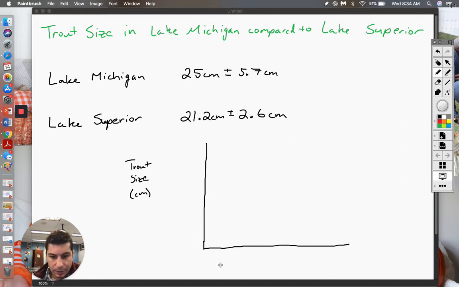And then down here, do them in different colors again, we will have, I'm going to do LM for Lake Michigan. And then we'll do LS over here for Lake Superior. I do not need to do any numbers down at the bottom. We're good, okay? Title, we'll say comparison of trout sizes in 2 Great Lakes.